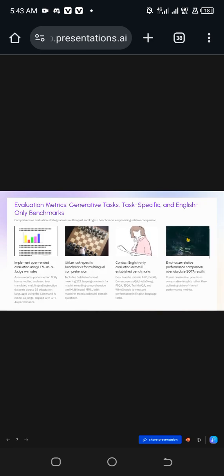Then they used an LLM as a judge to do the benchmarks, task-specific, on multilingual comprehension and English-only evaluations across 11 different benchmarks. We have SimpleQA, we have TruthfulQA and the RebuQA. And since I'm running a bit out of schedule, I'll just go to the next slide. These are the benchmarks that I use to verify.